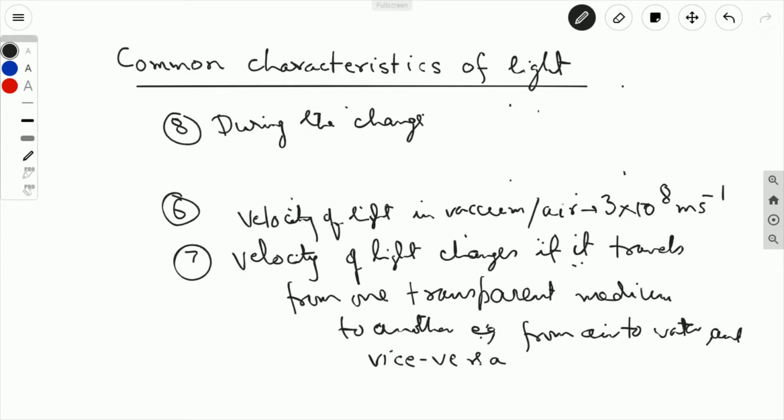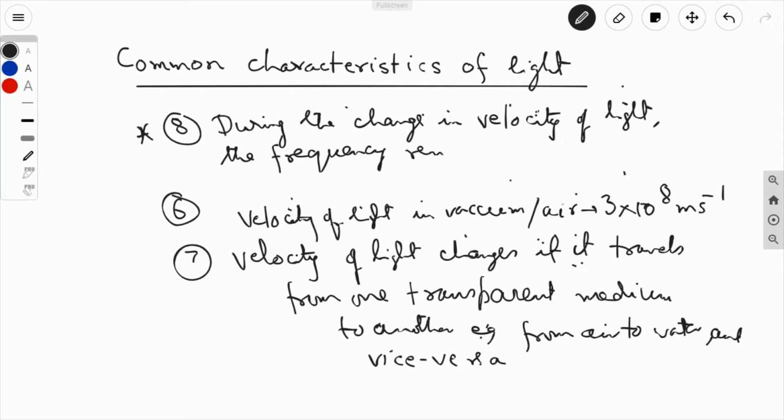This is a very important point. We already know that velocity changes if light travels from one transparent medium to another. During the change in velocity of light, the frequency of light remains the same. What do we mean by frequency? The number of times the rays of light pass from one medium to another. Frequency remains the same, but the wavelength changes. So these are the different common characteristics of light we have done.